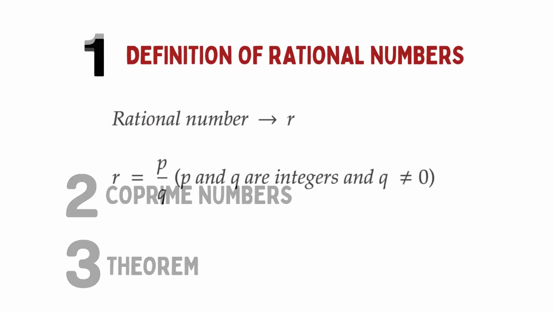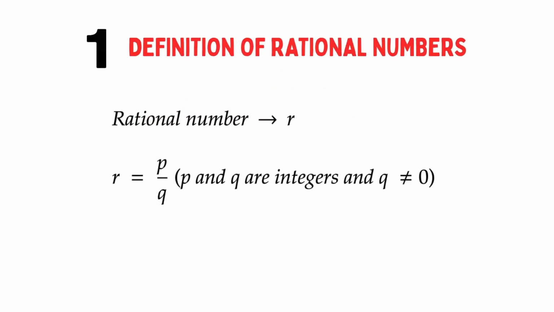So let's begin by looking at 1. The definition of rational numbers. So let's take a random rational number, r. Now this can be expressed in the form of p over q, where p and q are integers and q isn't equal to 0. This is by definition a rational number. Now you may have heard this or you may not have, but this is basically what rational numbers are.